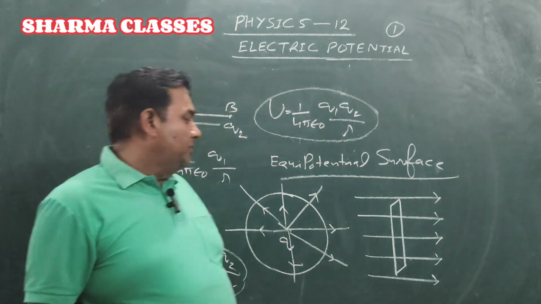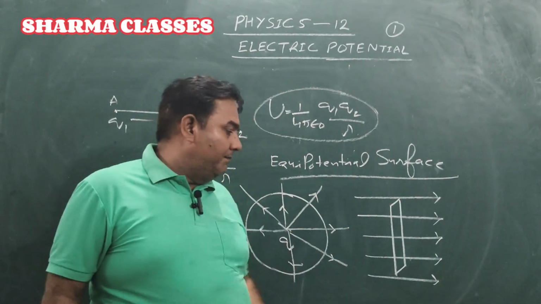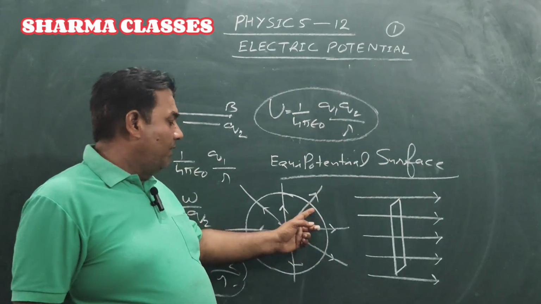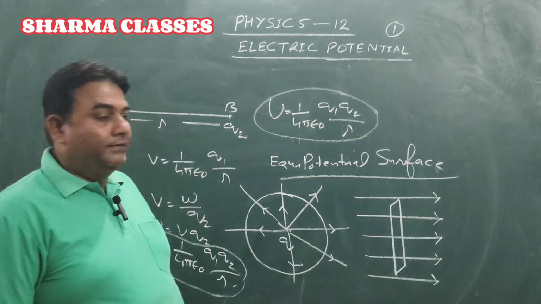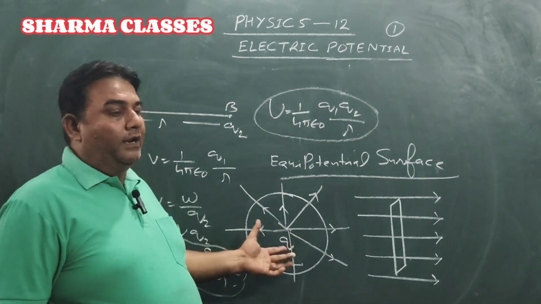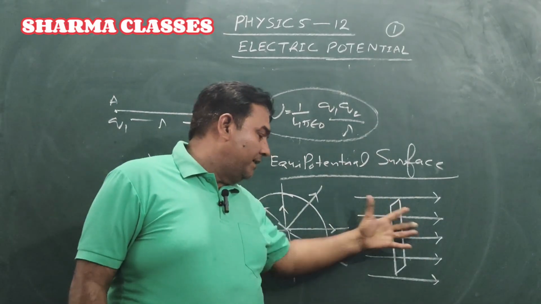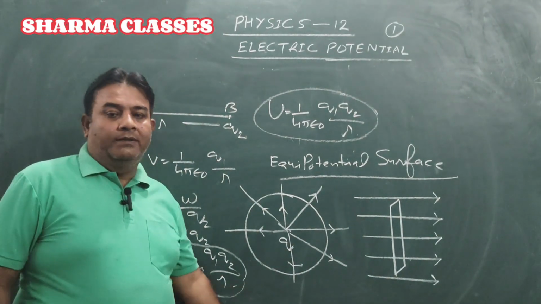That is equipotential surface. And the property of an equipotential surface: the potential at all points is the same. When the potential at all points is the same, there is no burden, no work, in taking any charge from one point to another point. The work is zero. And the potential difference between two points is always zero. And the direction of the electric line of force is always perpendicular to the equipotential surface. Okay.